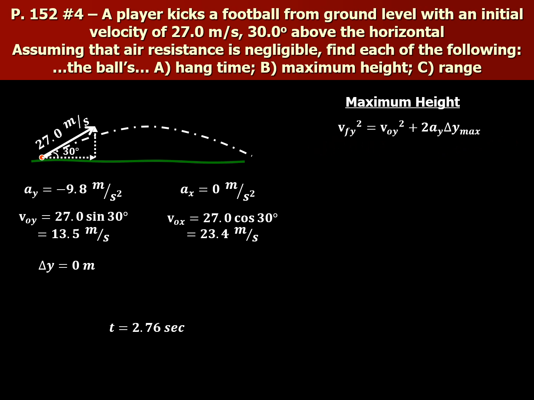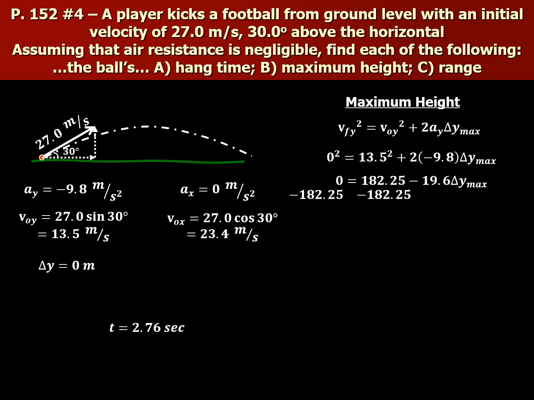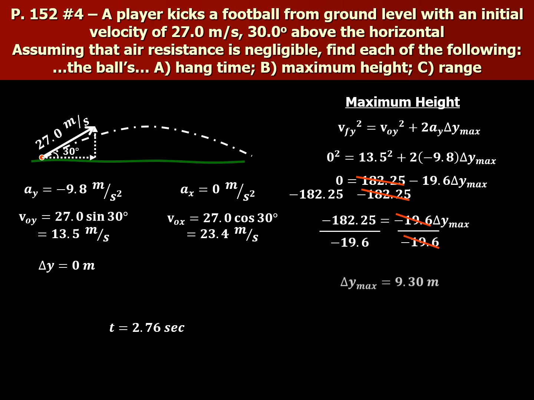Alright, so we plug our 0 in for final velocity, we plug 13.5 in for our initial velocity, and then we plug in negative 9.8 in for our acceleration. 0 squared is 0, 13.5 squared is 182.25, and then 2 times negative 9.8 is negative 19.6. Subtract 182.25 from both sides. Then we divide by negative 19.6, and that gives us our max height is 9.3 meters.